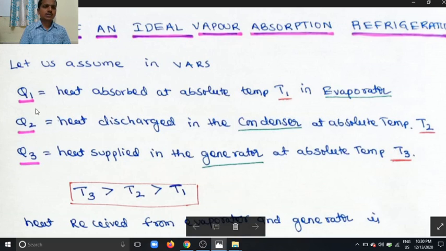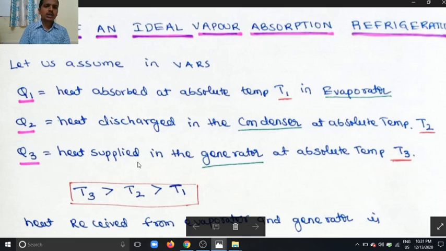So let us discuss what Q1 is. Q1 is the heat absorbed at absolute temperature T1 in the evaporator. Q1 amount of heat is absorbed at a temperature of T1 in the evaporator. Q2 is the heat discharged in the condenser at absolute temperature T2. The Q2 amount of heat is discharged in the condenser at a temperature of T2.